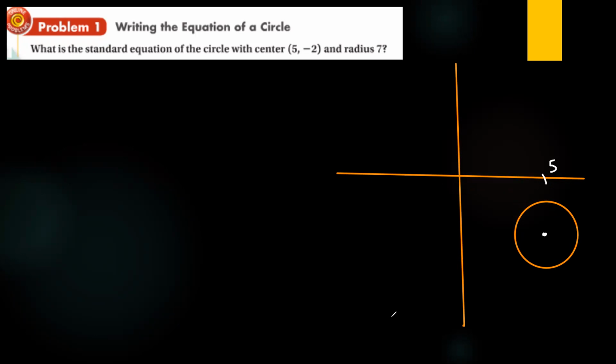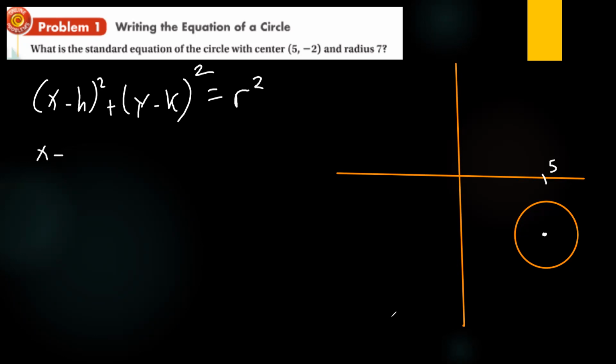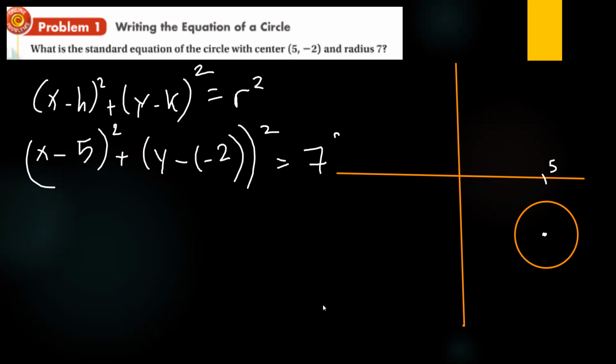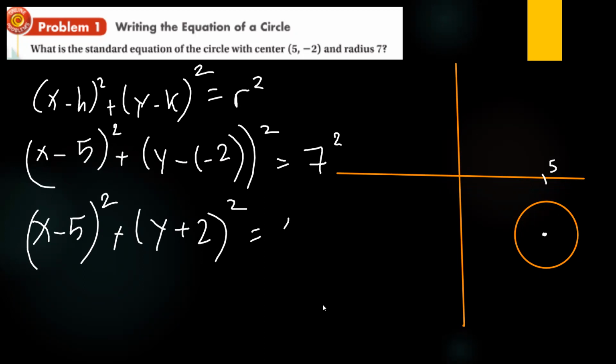You now need to find the standard equation of the circle. As I said before, x minus h squared plus y minus k squared is the radius squared. So x minus 5 squared plus y minus negative 2 squared equals 7 squared. So x minus 5 squared plus y plus 2 squared equals 49. This is a standard equation of the circle. I think it's easy, is it right? Yes, it is.